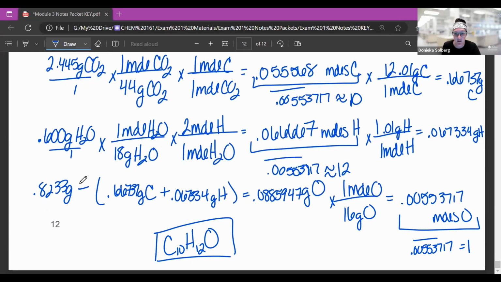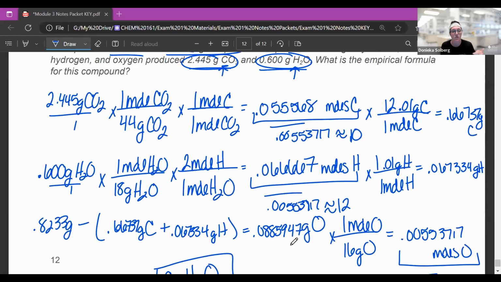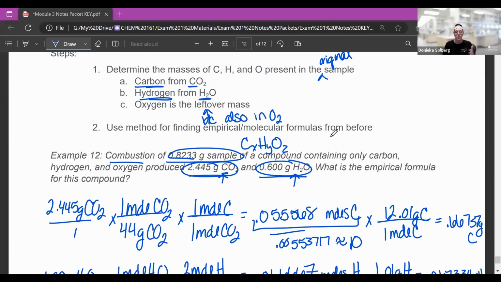So then if you go down here, I took my original sample and subtracted the carbon part that I had just calculated and the hydrogen part that I had just calculated. And that means that there was this much oxygen, 0.0885947 grams of oxygen. Okay, so I've got the amounts of carbon, hydrogen, and oxygen. Now I can go to the next part, which is using your empirical and molecular formula methods from before.